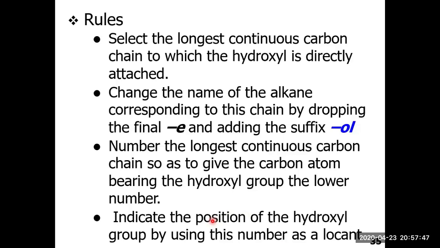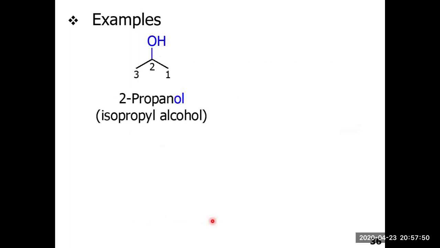So let's try to apply these rules in the following examples. This is quite an easy molecule, just a 3 carbon molecule. The alkane name for this one is propane. Again, we drop the E and change it to OL, so this becomes propanol. Now, where is the hydroxyl group attached? It's at carbon 2, so you have to indicate the position where your OH group is attached to the parent chain. In this case, it is at carbon number 2. The other name for this one is isopropyl alcohol.